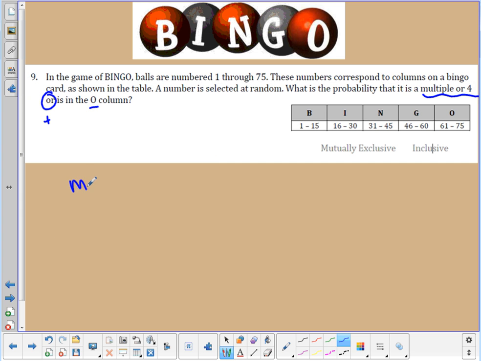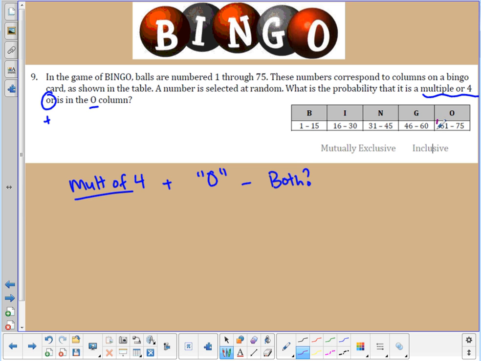Okay, so multiple of 4 or in the O column. I'm adding those together, and then I need to also figure out, is there any in both? Okay, so now we have a couple of lists that we need to make here. I'm going to start with the O column because I think that's a little bit easier.